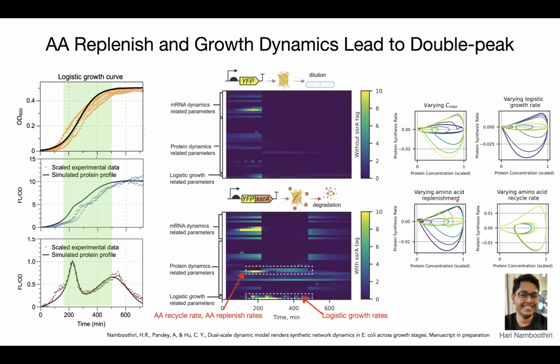And if we look at the amino acid replenish rate, this also determines whether we have a double peak or not. But if we vary the amino acid recycle rate, it does not have that much impact, but it will influence how high the second peak is.